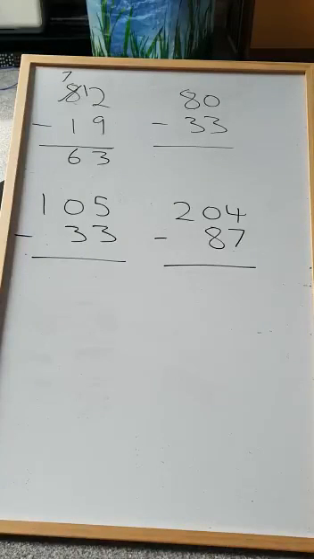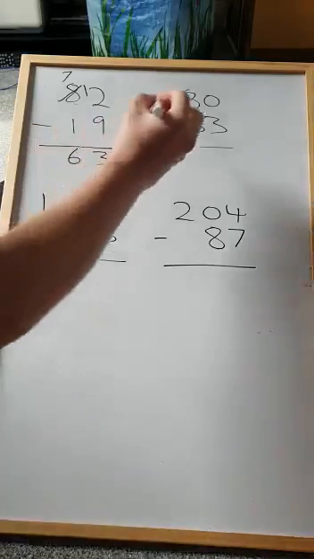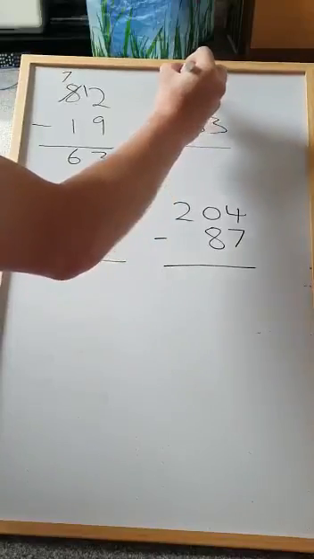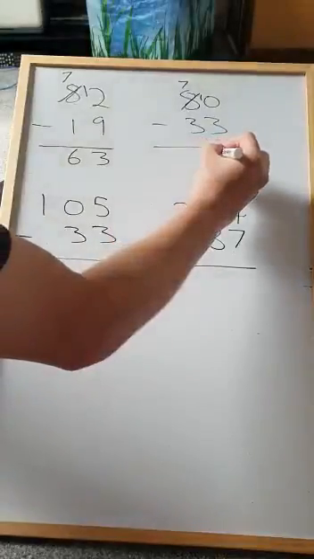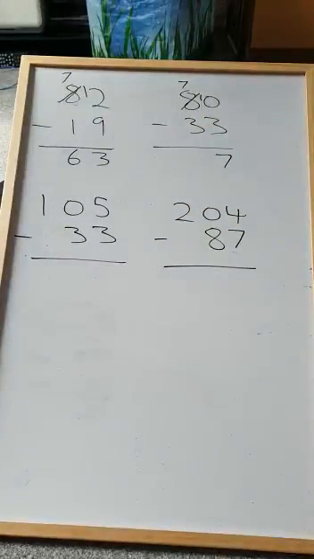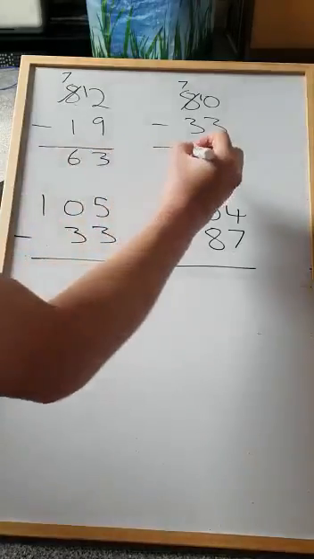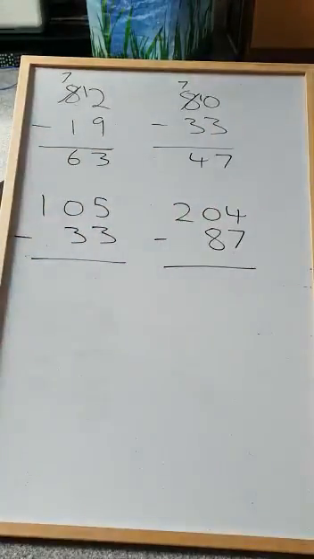Move across to the next question. Look at our ones column. We've got 0 take away 3. 0 take away 3 we can't do, so again we need to borrow. So we've got an 8, again it becomes a 7, and we move the 1 across because we've borrowed a 10. So it now becomes 10 take away 3. 10 take away 3 is 7. And in the tens column, the 8 has become the 7, so 7 take away 3 equals 4. So our answer to 80 take away 33 is 47.